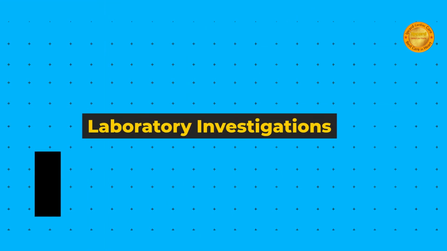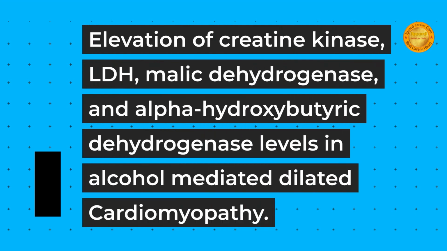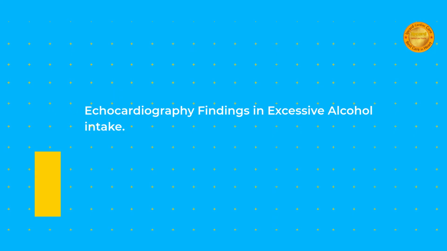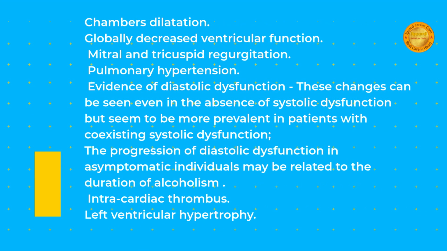Laboratory investigations: elevation of creatine kinase, LDH, malic dehydrogenase, and alpha-hydroxybutyric dehydrogenase levels in alcohol-mediated dilated cardiomyopathy. Echocardiography findings in excessive alcohol intake. Chamber dilatation. Globally decreased ventricular function. Mitral and tricuspid regurgitation. Pulmonary hypertension.